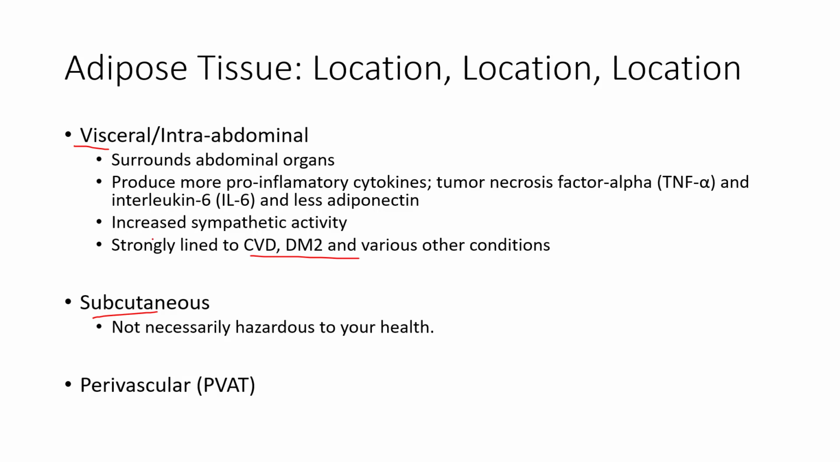We're really more concerned about visceral, right, and intra-abdominal fat. And then we'll get into as well perivascular adipose tissue, the fat that surrounds our blood vessels. And we'll get into that because that's particularly relevant for heart disease, hypertension, and a lot of other cardiovascular concerns.